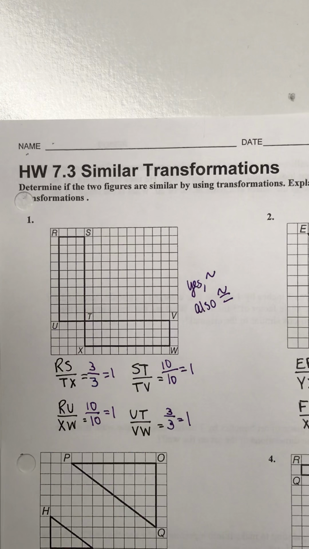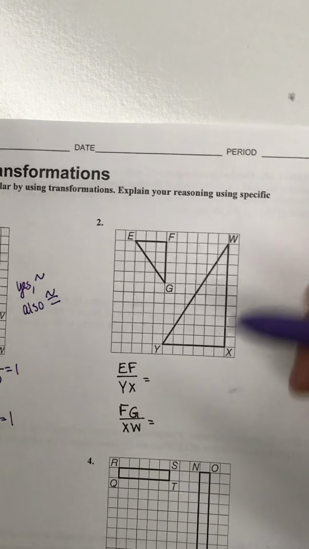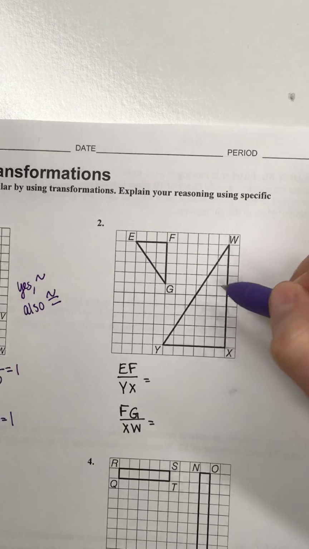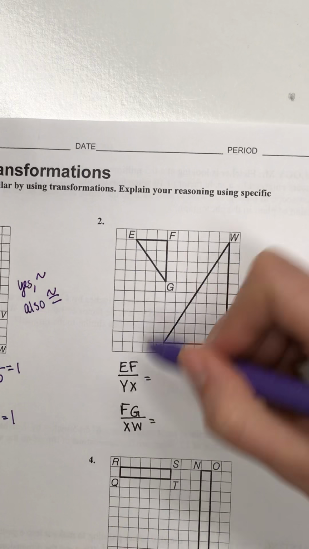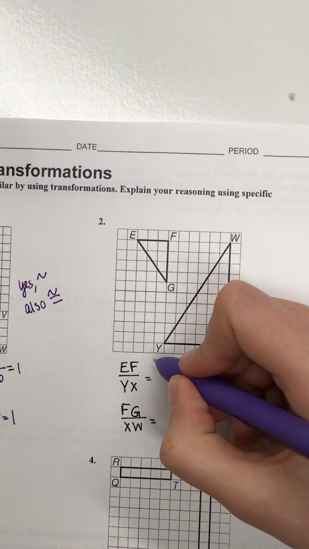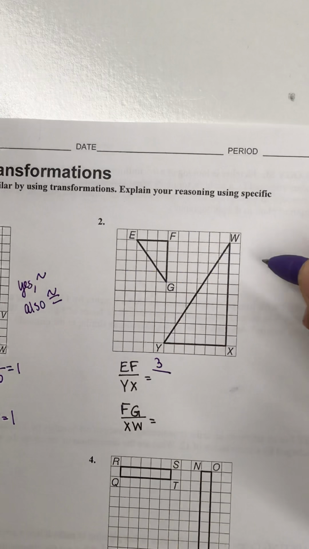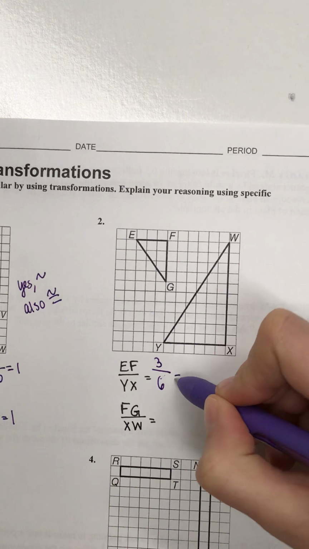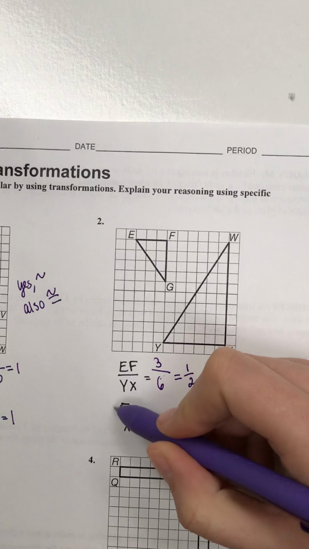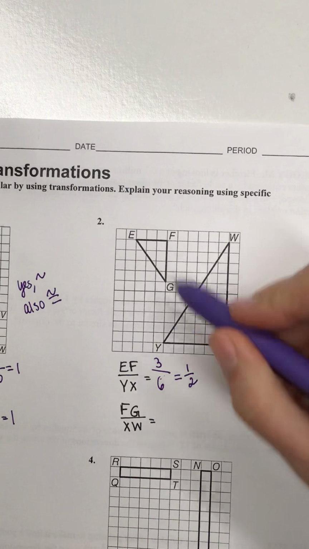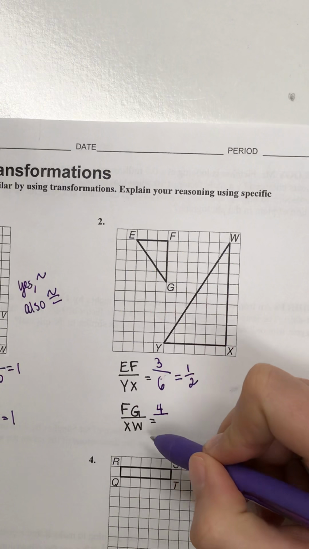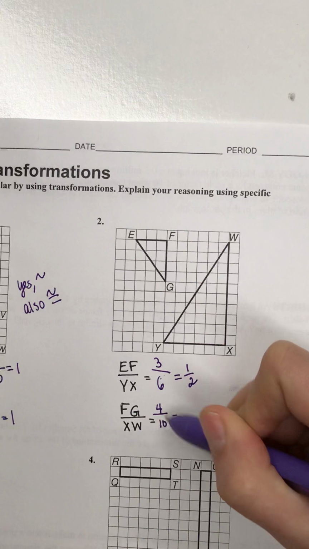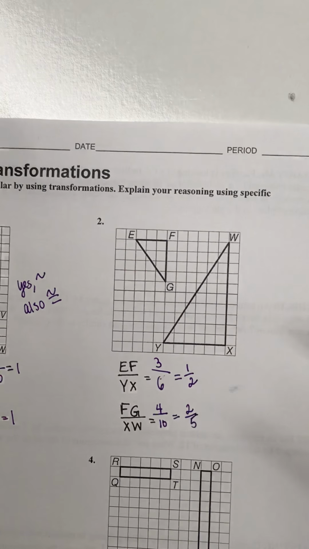Now, if we look at number 2, we only have to compare 2 sides here because you don't really have to worry about the hypotenuse. The hypotenuse will always fall into place. So count the blocks for EF, that's 3 blocks, over YX, that's 1, 2, 3, 4, 6 blocks, which if I simplify that fraction, I get 1/2, whereas FG is 4 blocks, and XW is 10 blocks. If you simplify this fraction, you get 2/5.